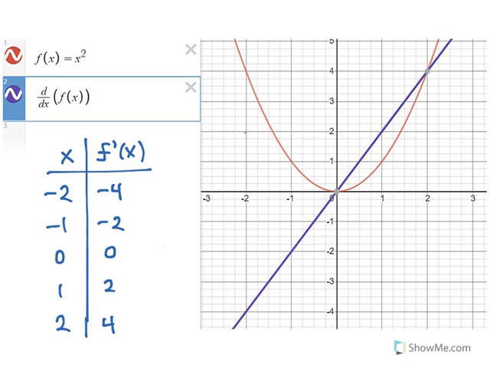You can also do what we just did with graphing f prime of x using a graphing utility such as Desmos. To do it using Desmos, here's what you would do. You would enter your function f of x first, and you would get the graph of f of x, which is the parabola that you see here.